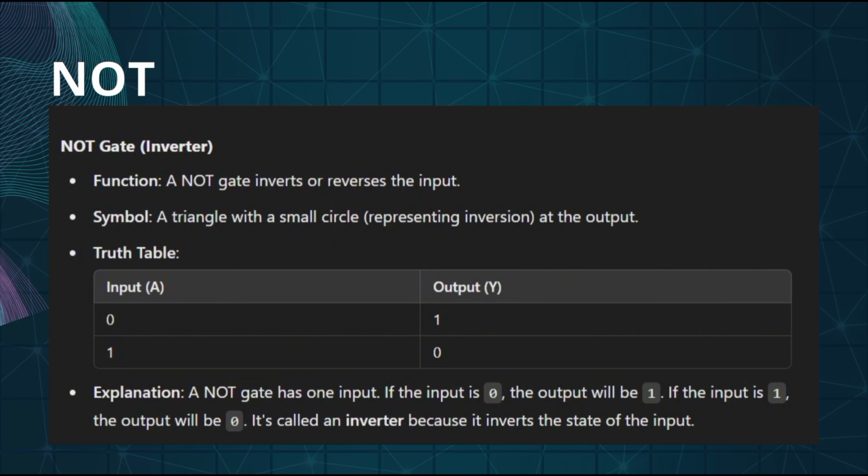Explanation: if the input is 0, the output will be 1. If the input is 1, the output will be 0. The NOT gate is used in digital circuits to reverse or invert the state of a signal.